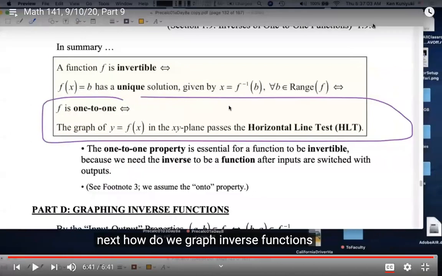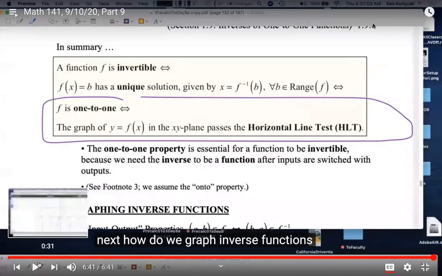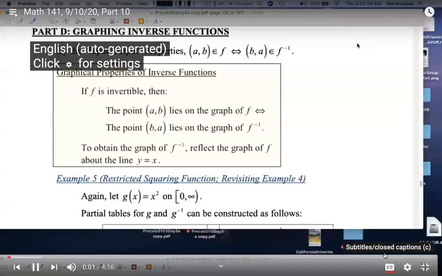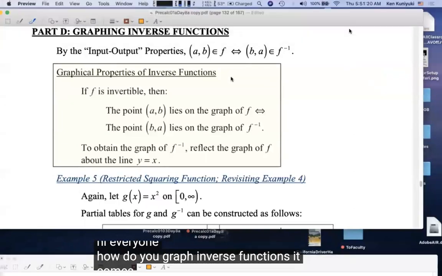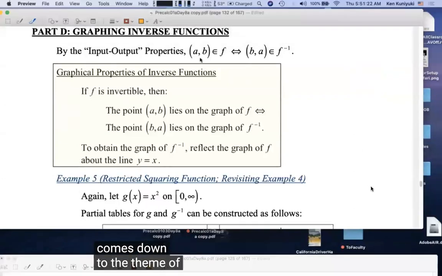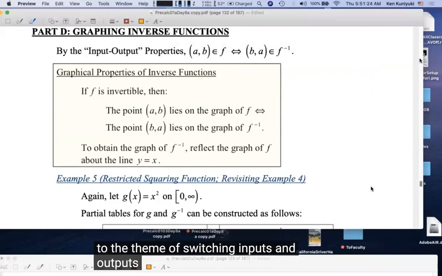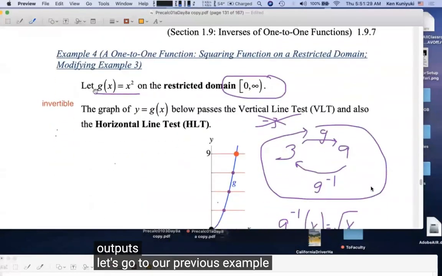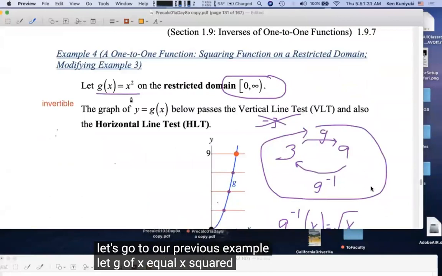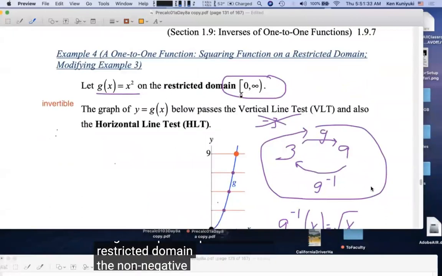All right. Graphing inverse functions next. Hi, everyone. How do you graph inverse functions? It comes down to the theme of switching inputs and outputs. Let's go to our previous example. Let g of x equal x squared on the restricted domain, the non-negative reals.